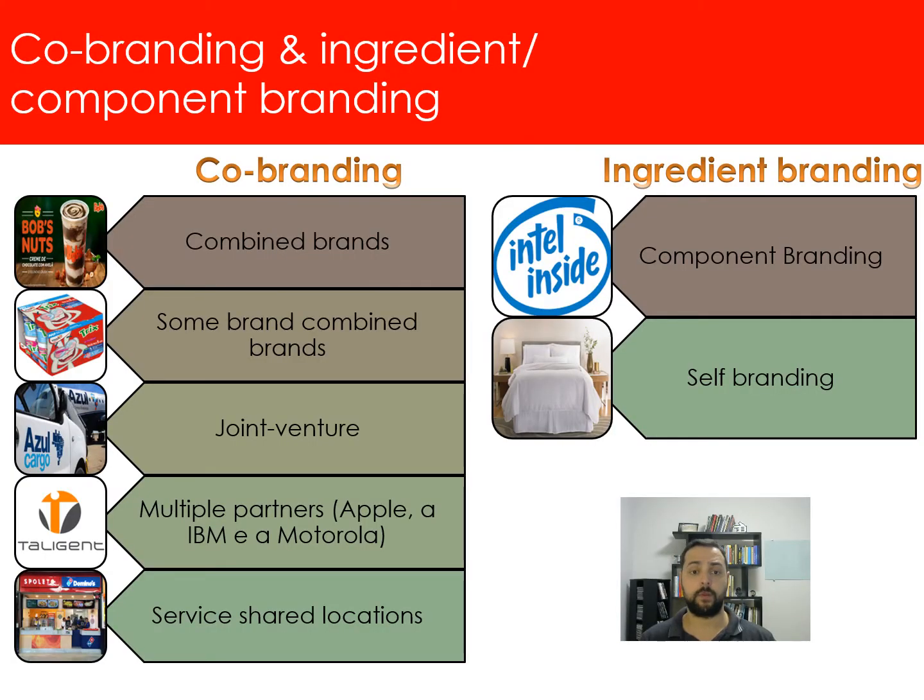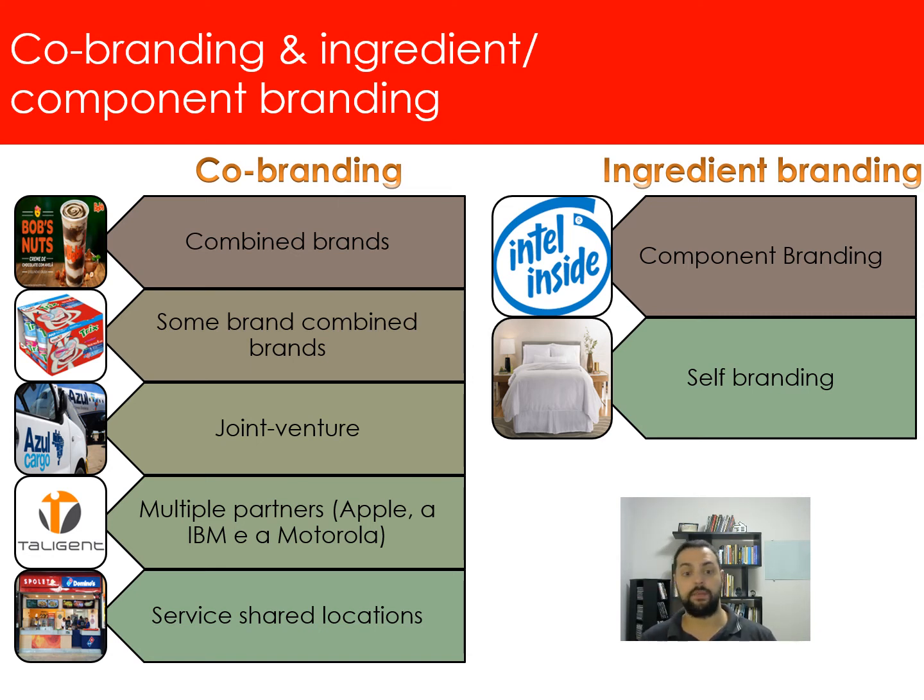In the case of co-branding or ingredient branding, we have different strategies to combine brands or combine companies to deliver a unique message to the market. In the case of co-branding, you're making a partnership. For instance, you can combine brands to deliver a product, like a milkshake using Nutella. Or you can use two different brands from the same company. For instance, you have your company, you have two brands, and then you can merge these two brands in a new product.